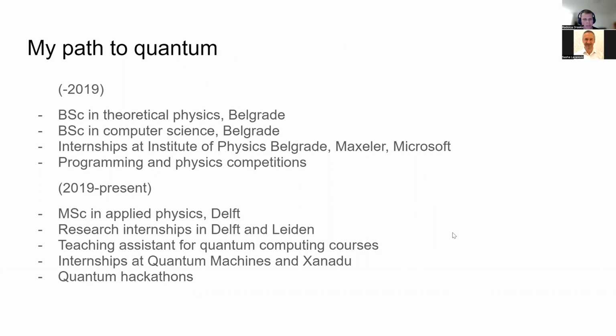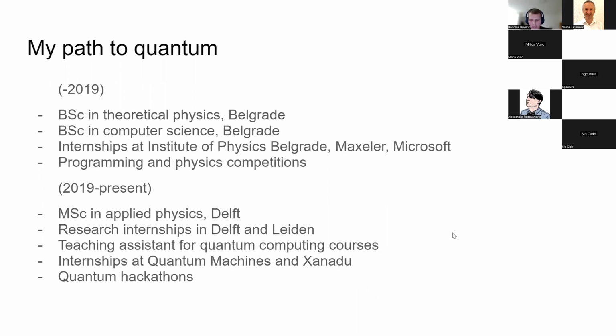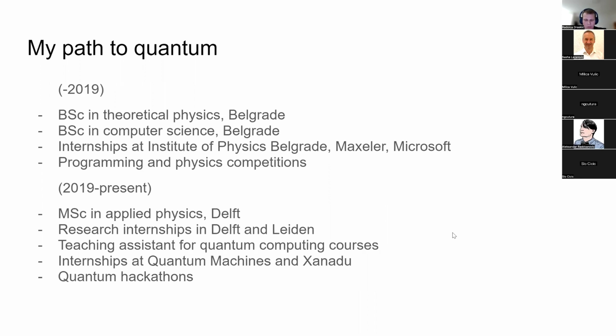Basically, I'm from Serbia. I studied in Belgrade, for a bachelor's degree in theoretical physics and in computer science. Since there are not so many opportunities to do quantum computing related stuff in Serbia, I mostly focused on other internships at the Institute of Physics and some software companies where I worked as a software engineering intern. I participated in programming and physics competitions during my undergraduate studies. I was always interested in connecting my interest in physics, math, and computer science. And I heard about quantum computing early on, as soon as I started my undergraduate studies. I was very curious about the field. I thought maybe this is something that will help me do all of the stuff that I find interesting.